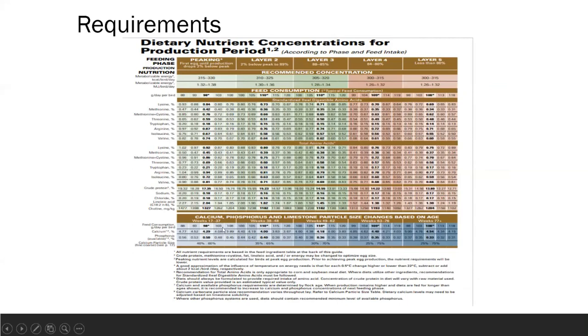If the bird is consuming 98 grams of feed, then this in the bold area is the requirement of that bird. If the bird is consuming 103 grams of feed, then here you can see it has different specifications for the 103 grams of feed. If it is consuming 108 grams, it is designed accordingly for the different consumption of feed. So before designing the feed for the layers, you need to know how much feed the bird is consuming, and then according to that, you can make your own formulations.